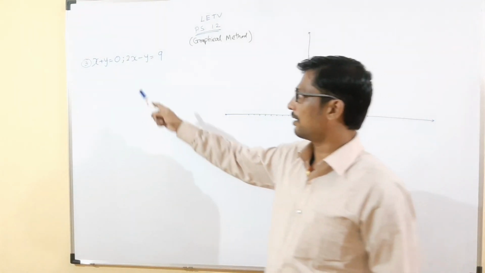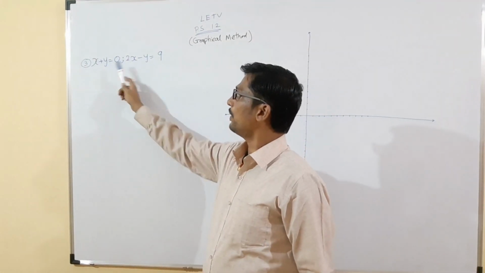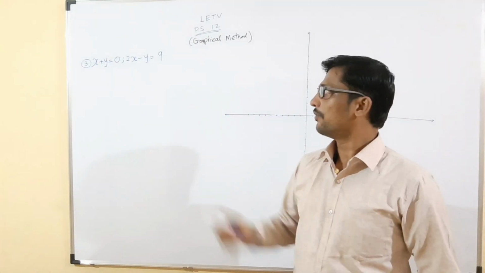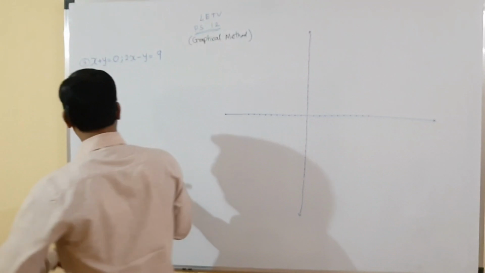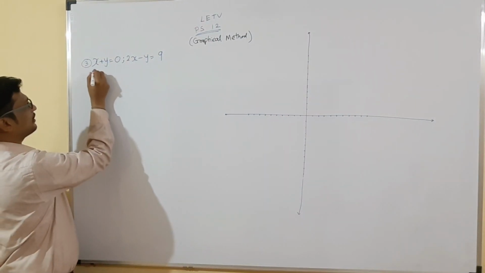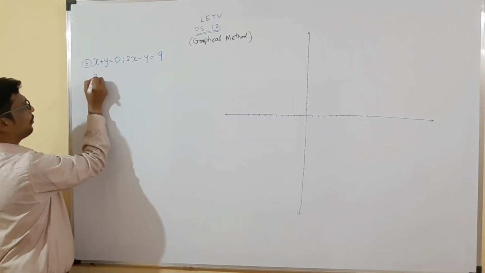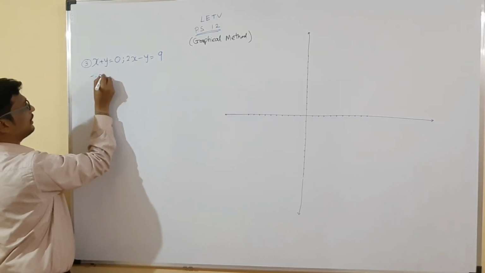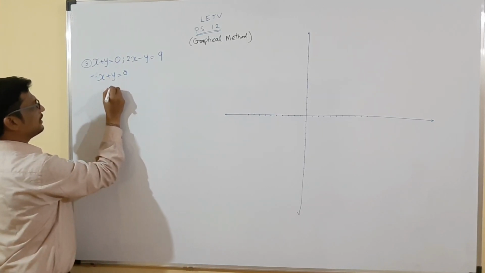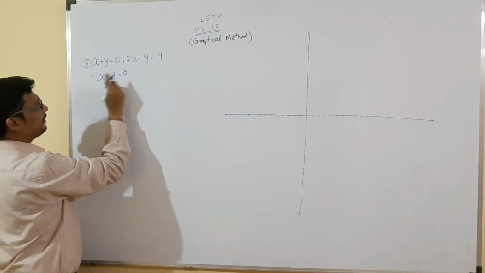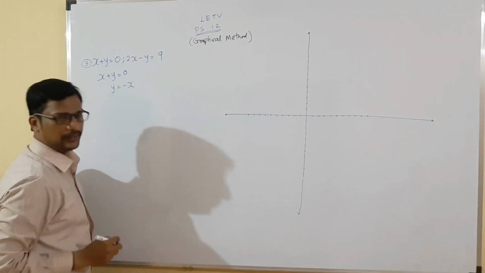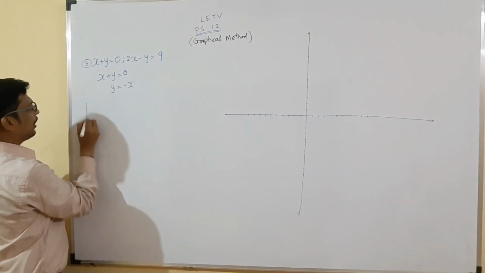Now let us start with an example. They have given us two equations, x plus y is equal to 0 and 2x minus y is equal to 9. We have to solve these two equations simultaneously with the help of a graph, isn't it? Now for solving this, I am considering the first equation, x plus y is equal to 0. So I am going to write this equation in terms of y. So y is equal to, when I shift this plus x to that side, it will become minus x, isn't it?